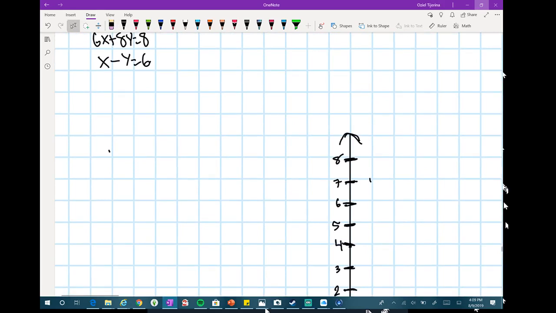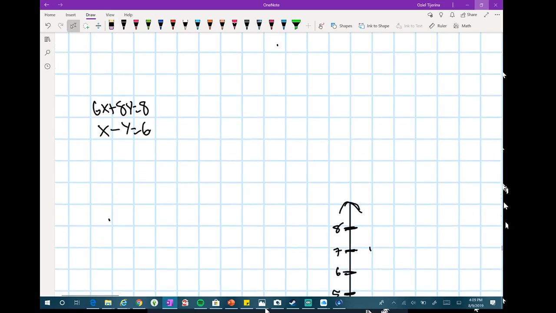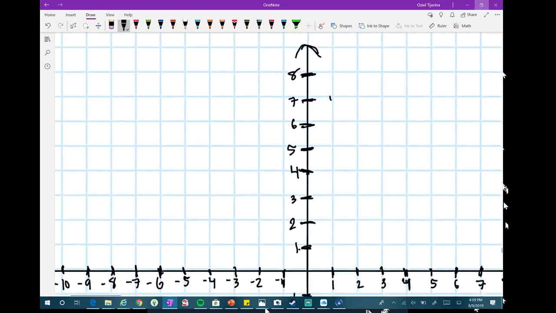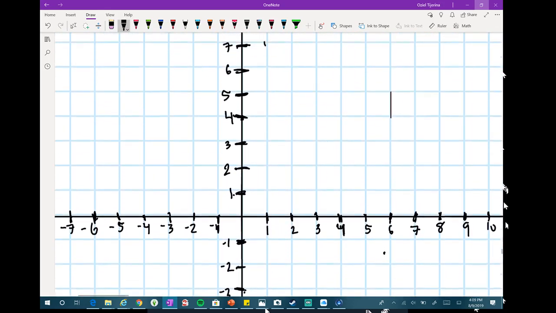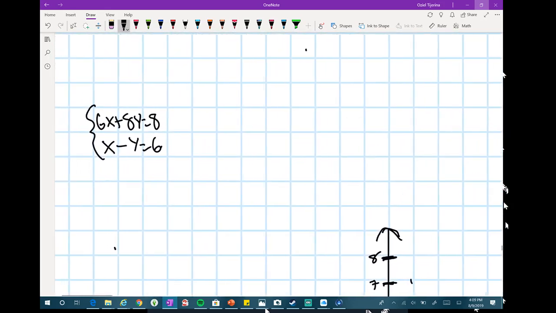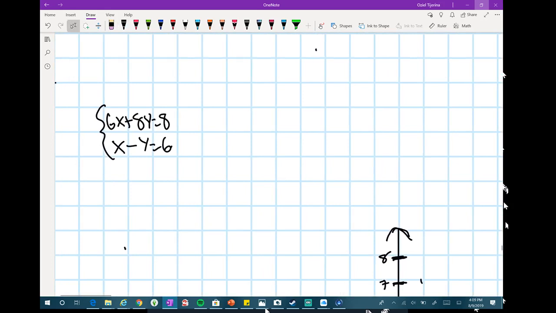So basically what you do is, let's look at the first one. We have 6x plus 8y equals 8, and then we have x minus y equals 6. So our goal here is basically to solve the system by graphing.